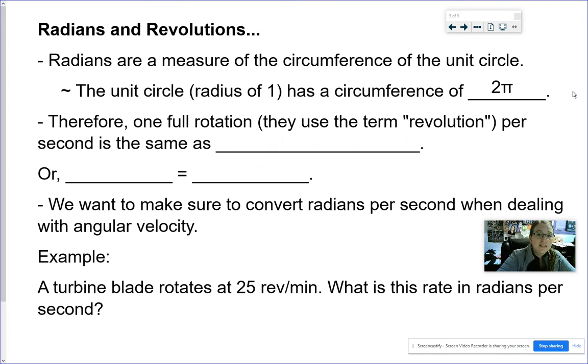So radians are based off of this fact, that a full circle, a unit circle, has a circumference of 2 pi. So 1 full rotation per second is the same as 2 pi radians per second. Again, a full rotation is 2 pi around. So this is a conversion we're going to have to work with. Again, they're going to use the term revolution.